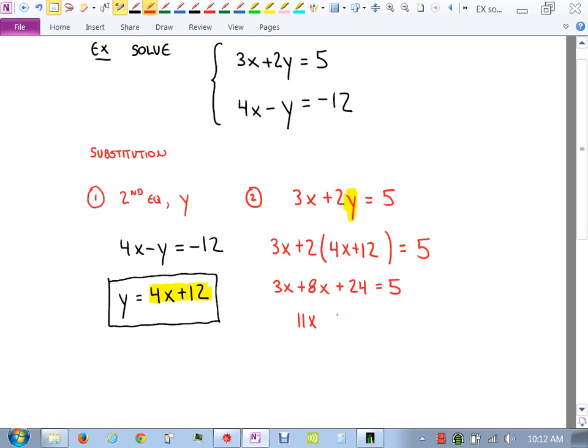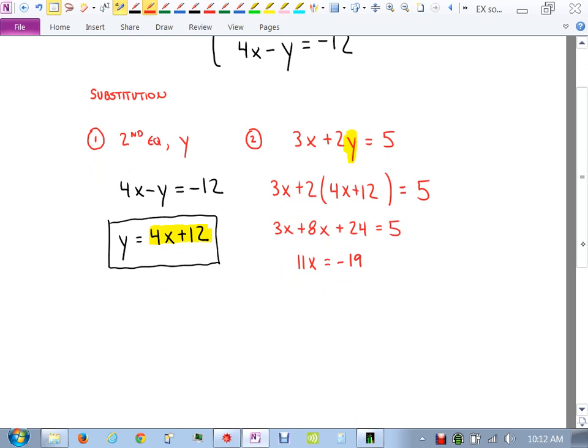11x equals negative 21. No. Negative 19. I subtracted 24 on both sides. 5 take away 24 is negative 19. 3x plus 8x is 11x. And that means x is negative 19 over 11. And I will not get a decimal. I will leave it as a fraction.